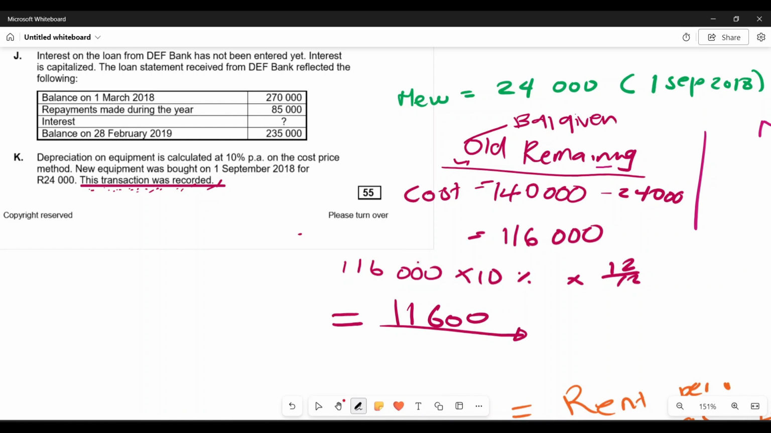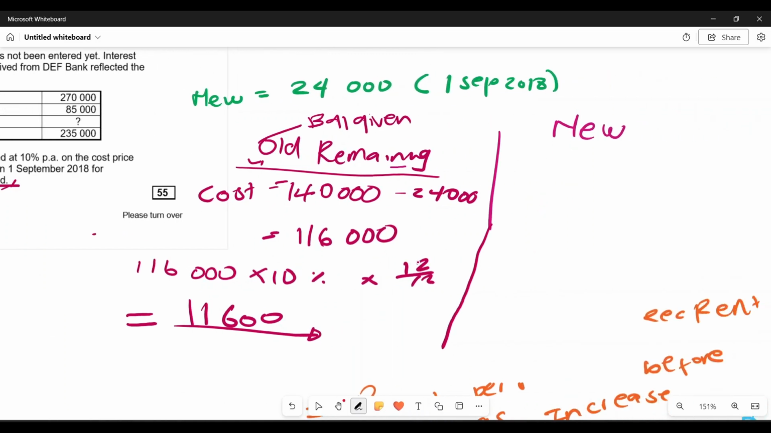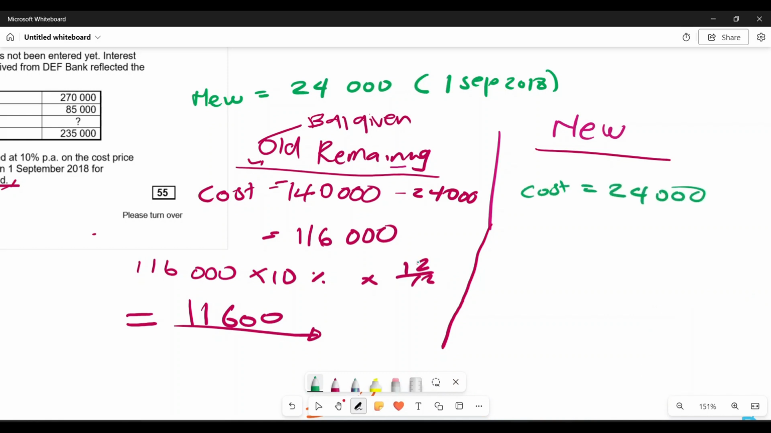Now, remember we had new equipment, and they're telling us that the cost of this new equipment is 24,000. Let me just change the color of my marker. To calculate depreciation, I take this cost multiplied by my depreciation percentage, which is 10. Now, for how many months was my new equipment present in the company? If I bought it in September, it was there from September, October, November, December, January, February, which is 6 months. I'm going to multiply this by 6 divided by 12. Punching this into my calculator, my depreciation for my new equipment will be equal to 1,200.